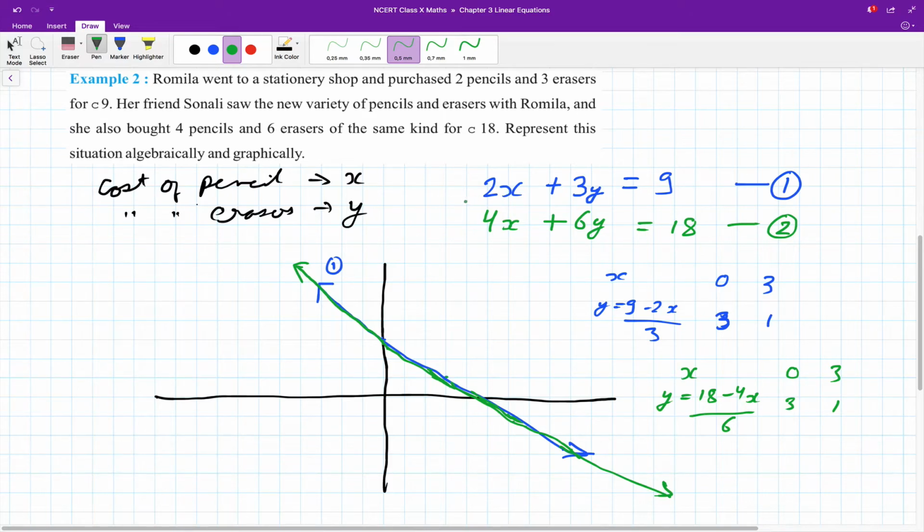If you have a look here, if you just multiply the first equation by 2, you get 4x plus 6y is equal to 18. So this is the case of a dependent pair of linear equations. So there could be many solutions to it. Maybe the pencils cost 3 cents and the erasers cost 1 cent, something like that, or the pencils are just for free and the erasers are costing 3 cents.